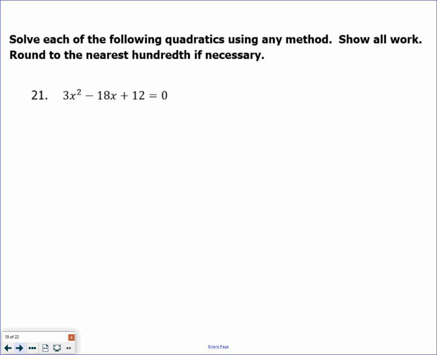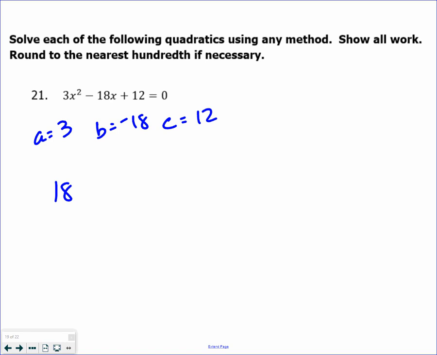This is just to throw in a little bit from previous sections, in which you're solving by any method you want. So you can solve this by the quadratic formula, you can solve it by factoring, you can solve it by square root property. This is all the different ways we have learned to solve. So I'm going to use the quadratic formula here, even though I believe this may be factorable, not sure. But a is 3, b is -18, c is 12.